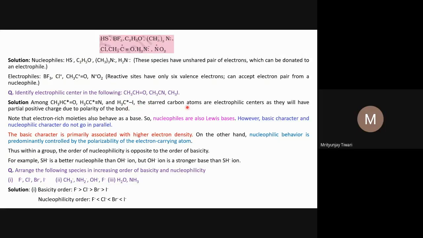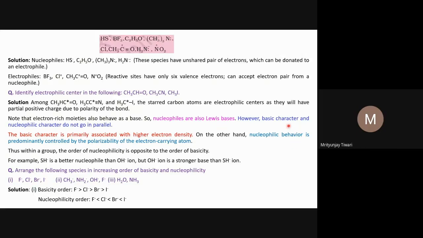And now the starred carbon atoms are electrophilic centers as they will have partial positive charge due to polarity of bonds. And this is because of the polarity of these bonds. These bonds become polar because of the polarization of the paired electrons or the electron density that we see here. Now note that the electron rich moieties also behave as a base. So what we have seen earlier, electron rich moieties also behave as Lewis bases. So they are actually Lewis bases as well. So nucleophiles are also Lewis bases.